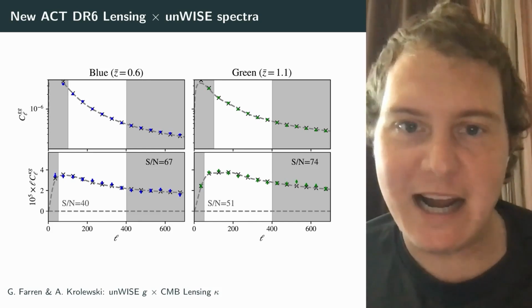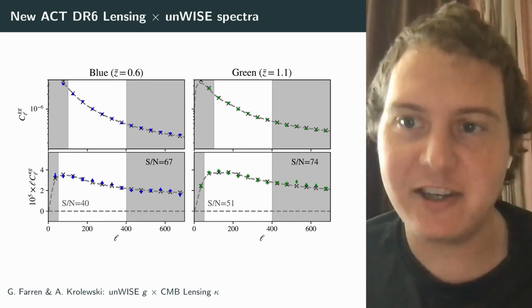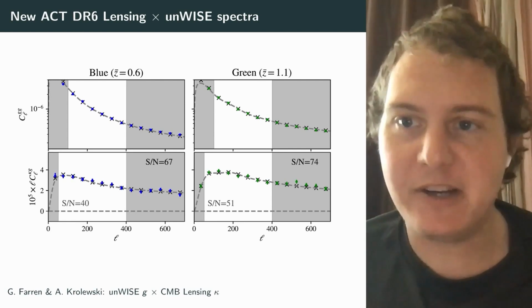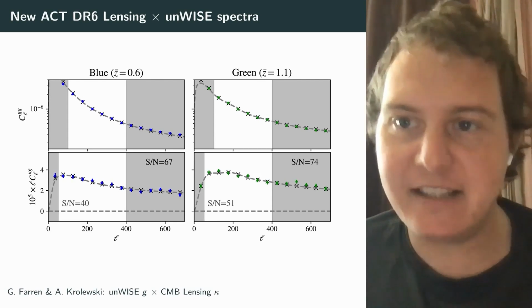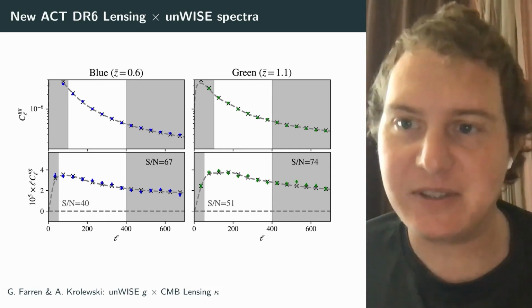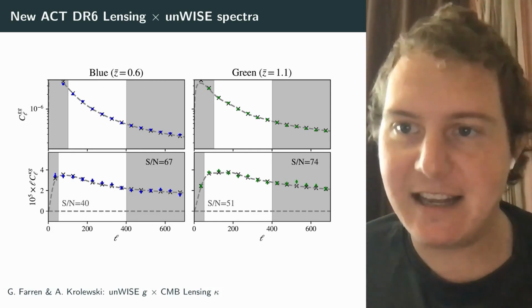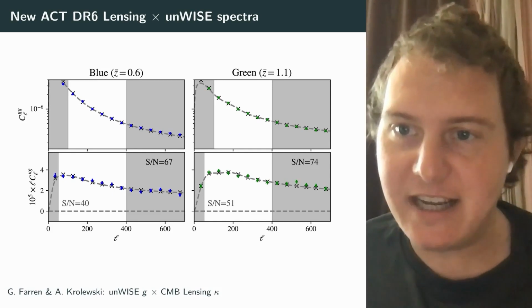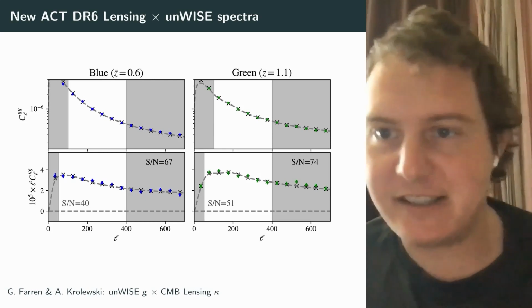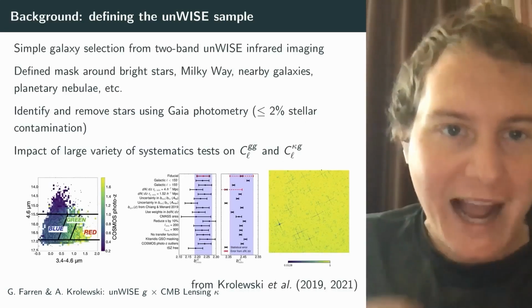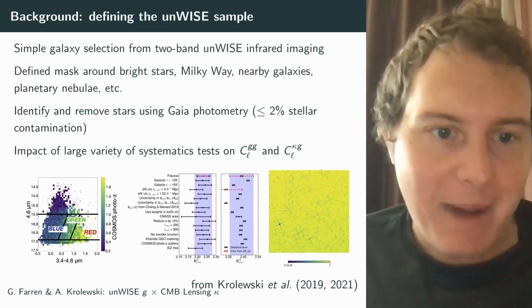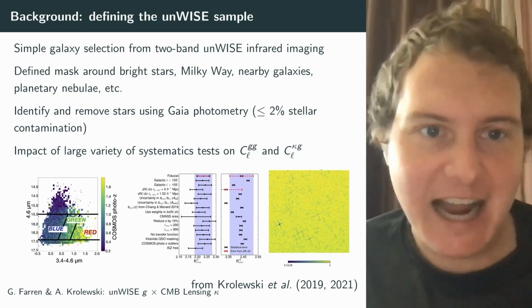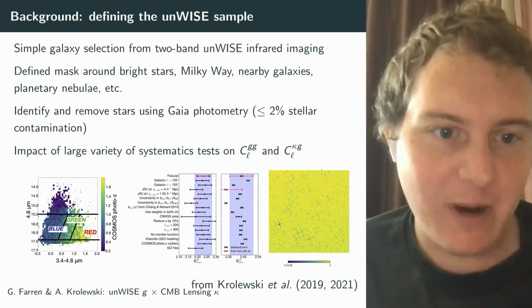The other advantage of unWISE is the sky coverage is very large. We have 30,000 square degrees, basically the entire sky outside of the galactic plane. This really takes advantage of the fact that the CMB lensing maps also cover a large fraction of the sky. This is larger than DES, which is 5,000 square degrees, KiDS, which is 1,500, or HSC, which is 1,000 square degrees. The WISE satellite has been conducting two-band infrared imaging for about the last, I forget if it's 9 or 10 years, but there's quite a bit of data.